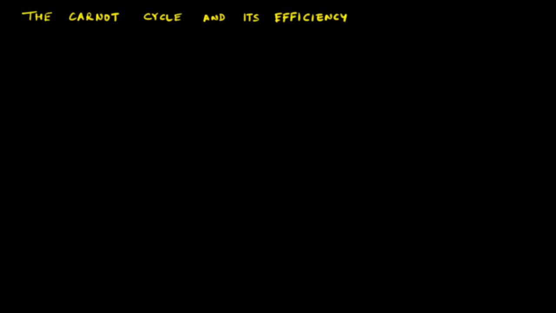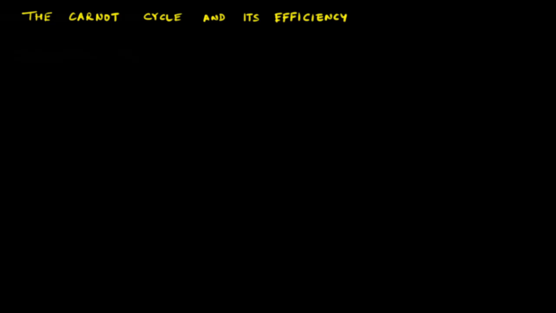In this lecture, we'll discuss the Carnot cycle and its efficiency. In the previous lecture, we've seen that the thermal efficiency of a heat engine cannot be 100%. Then, can we ask the question: is there any limit on how efficient heat engines can be?